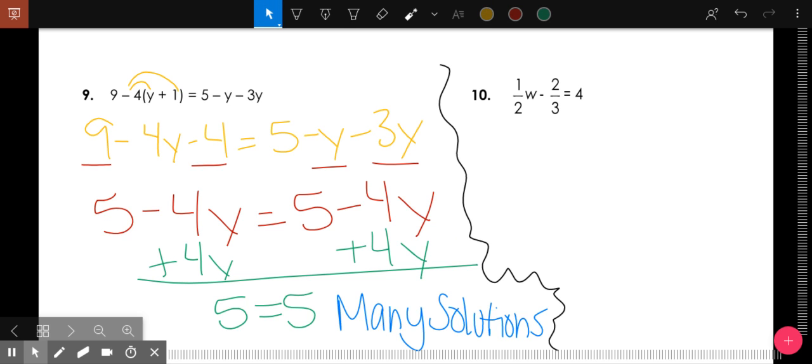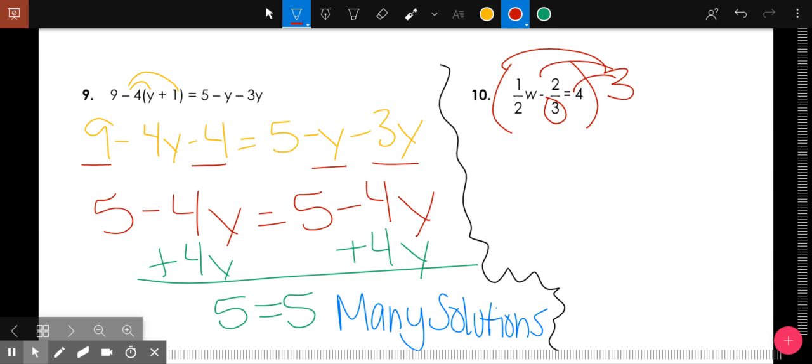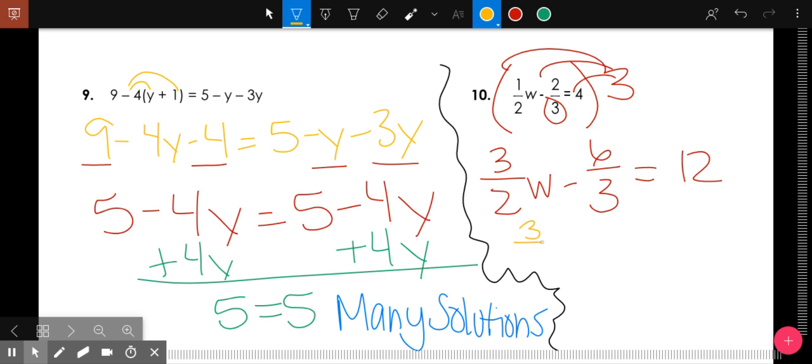Okay, next problem. This one is kind of tricky. So I find my biggest exponent, or biggest denominator, and multiply. Remember, only multiply to your numerator. So I get 3 over 2w minus 6 over 3 equals 12. I get 3 over 2w minus 2 equals 12.